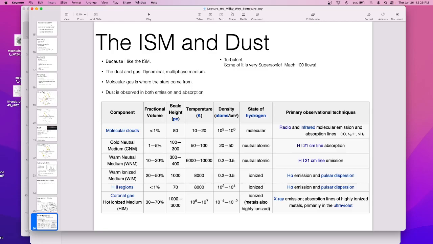But for the most part, you can treat it as a multi-component fluid with a bunch of different phases in it. So the bulk of the mass is in molecular clouds. These are cold, like 10 Kelvin. 10 Kelvin's really cold. And they have densities of like 100. And there's a lot of it, and you can't see through a lot of it. And it's where stars come from. So all the stars form in molecular clouds.